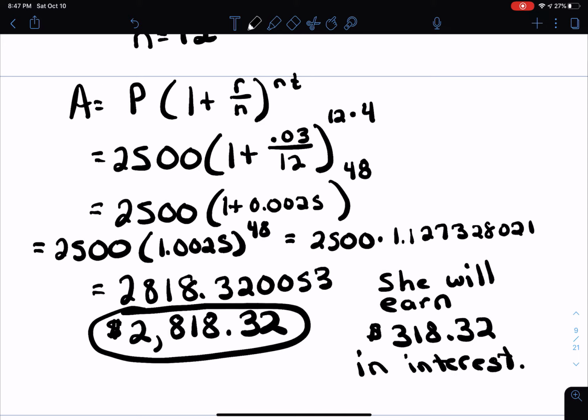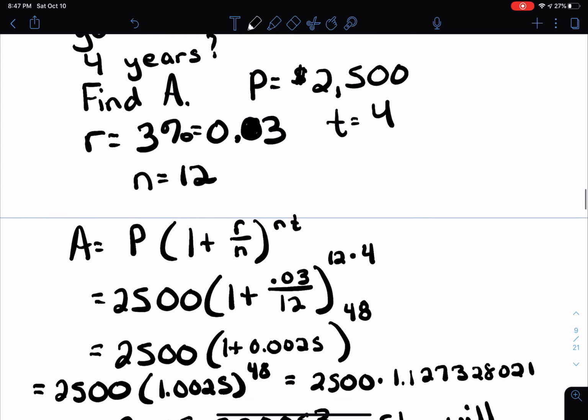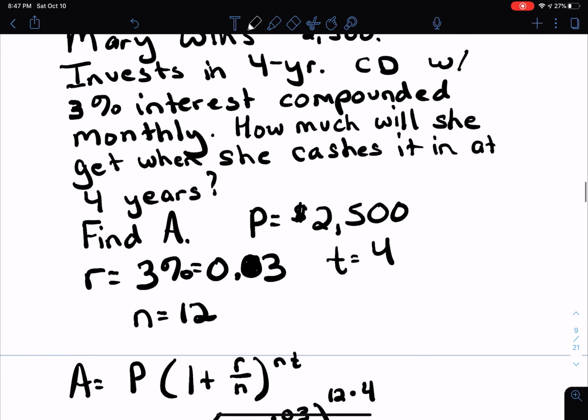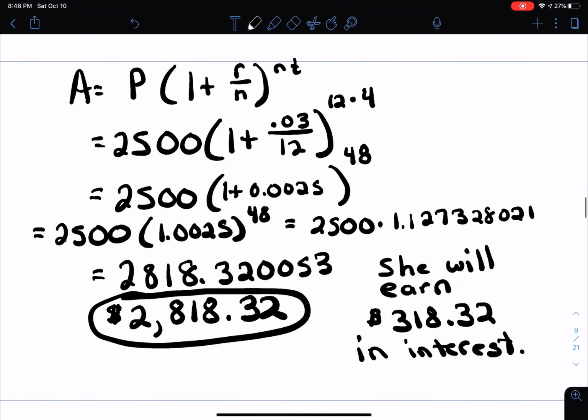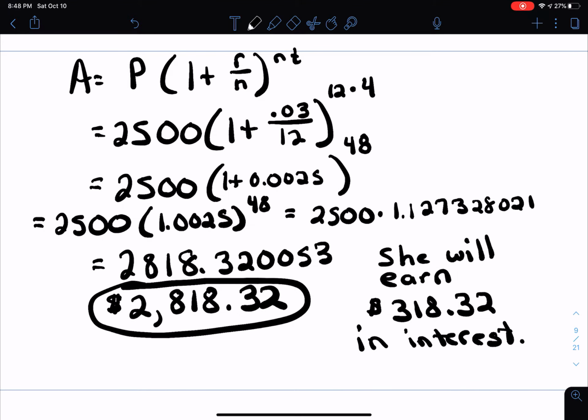That's the formula. A little different than if she'd done simple interest. If she'd just done simple interest yearly, $2,500 at 3%, $2,500 times 0.03, she would have added on $75 a year. So she would have earned $300 in interest. So in this case, she ends up earning $18.32 more in interest than she would have earned in a simple interest savings account.